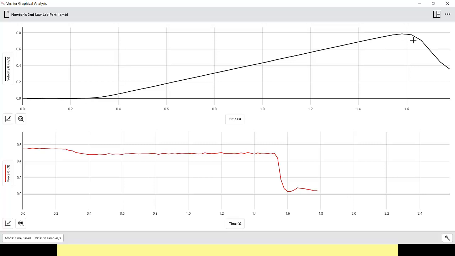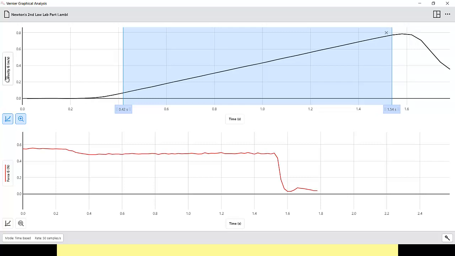This is when the hanging mass hits the floor and stops pulling on the string, and the string stops pulling on the cart, and so the cart moves constantly. So we don't want that part. We only want the part where the cart is accelerating. That's the diagonal part.